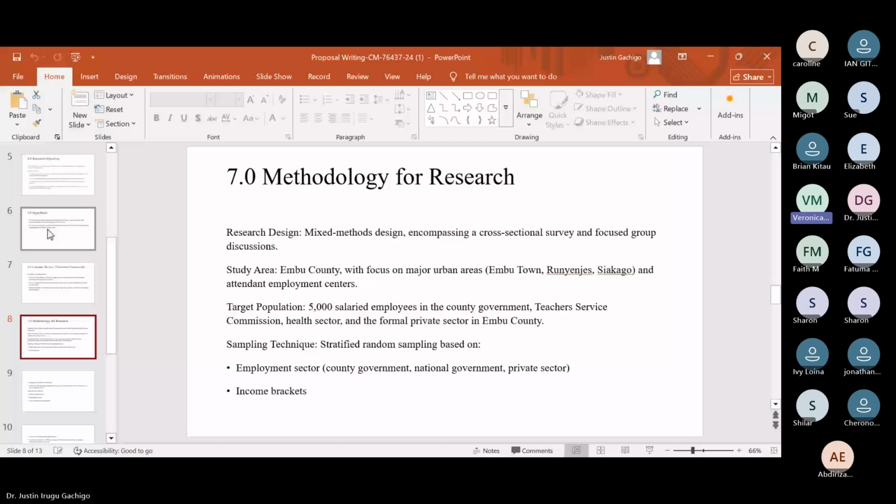So the research design will be a mixed method design, encompassing a cross-sectional survey and focus group discussions. The study area is Embu County, with focus on major urban areas such as Embu Town, Runyenjes, and Siakago, and also attendant employment centers. My target population is 5,000 salaried employees, that is in county government, TSC, health sectors, and also informal private sectors in Embu County. The sampling technique will be stratified random sampling based on employment sector, e.g. county government, national government, or private sector, the income brackets, and the geographical distribution in the county.